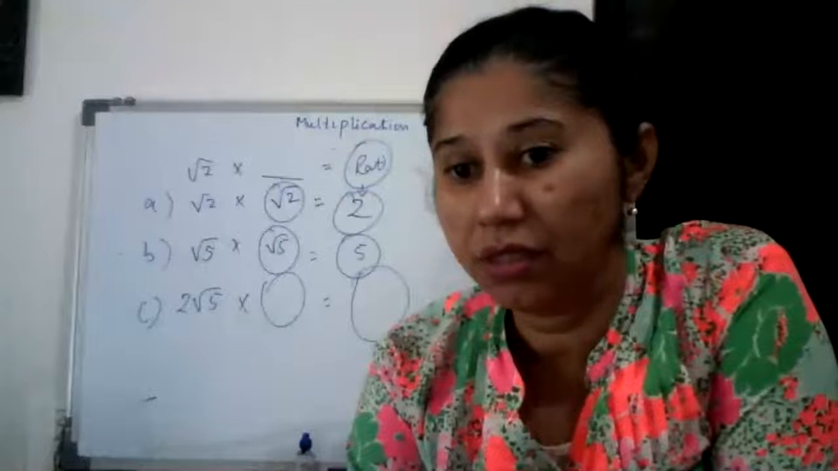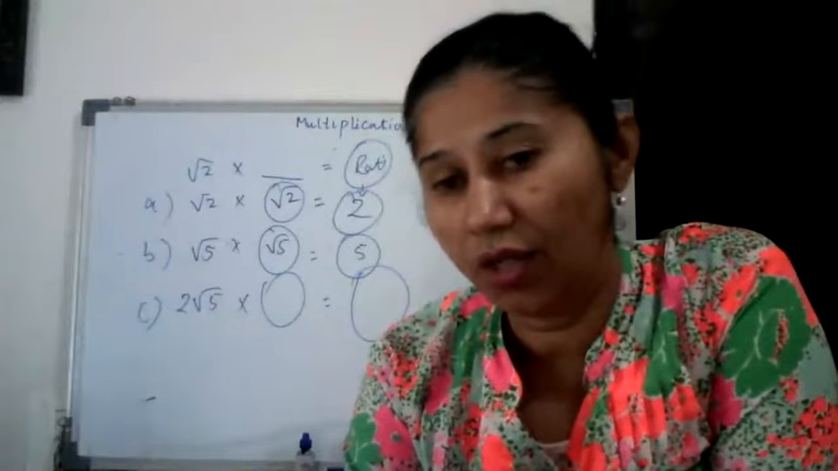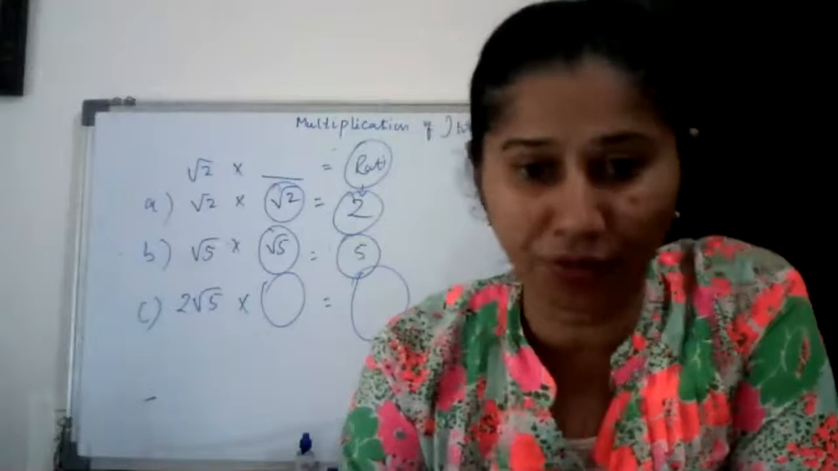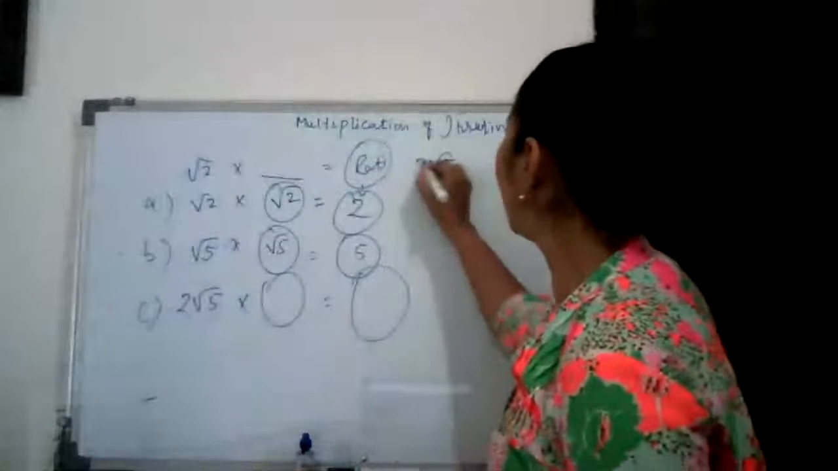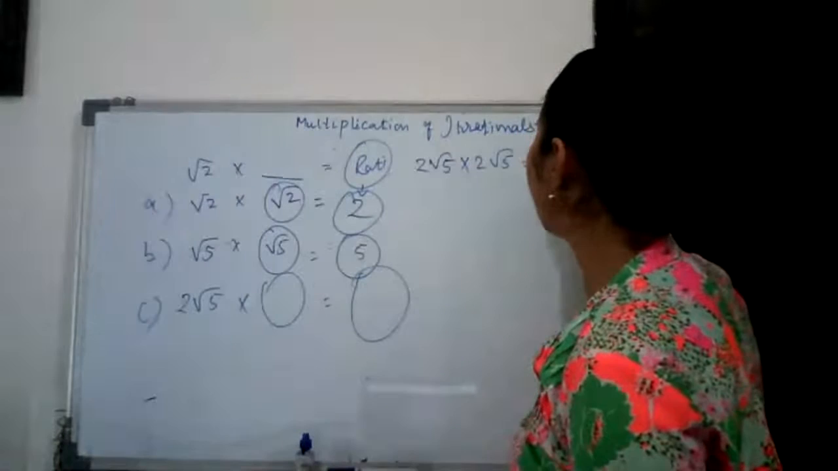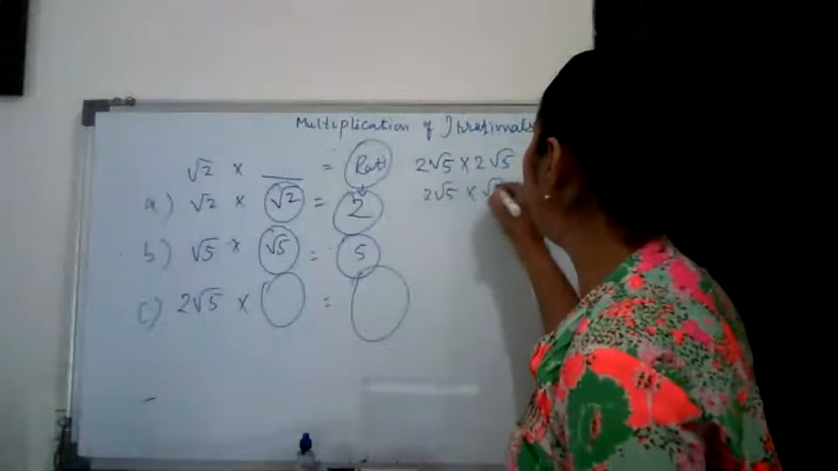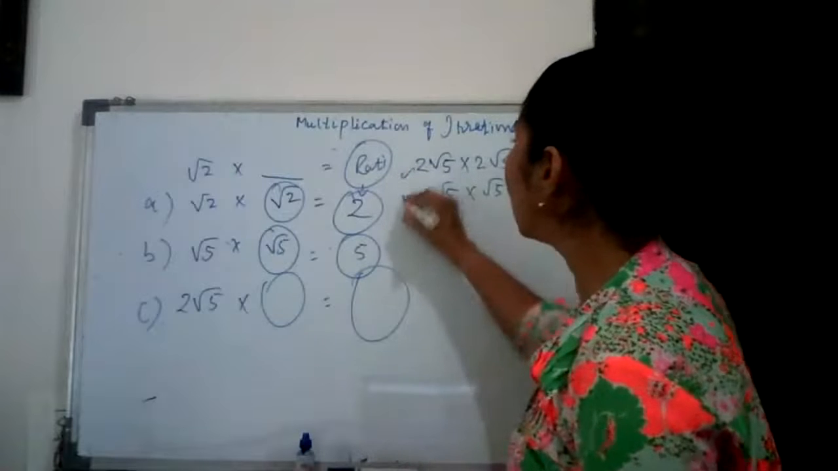Then somebody with root 5, 2 root 5. Okay, so I've got the two options. I have to select it from root 5 and 2 root 5. Let me check that. Now, root 5, okay, 2 root 5 into 2 root 5. Actually, it is 4 into 5, that is 20. Okay, and 2 root 5 into root 5 will give you 2 into 5, that is 10. Okay, so both are correct.